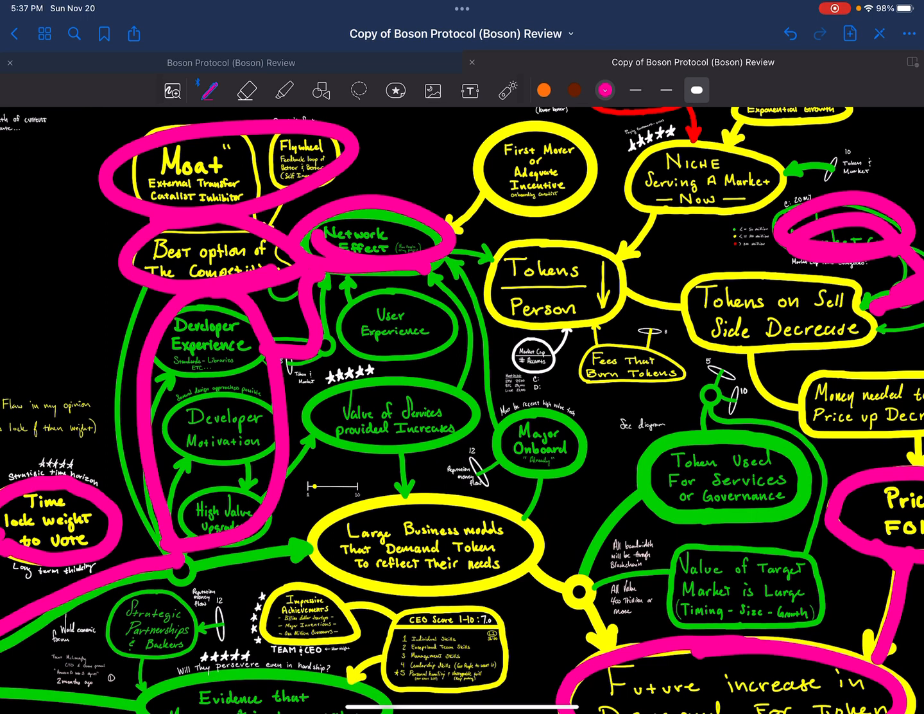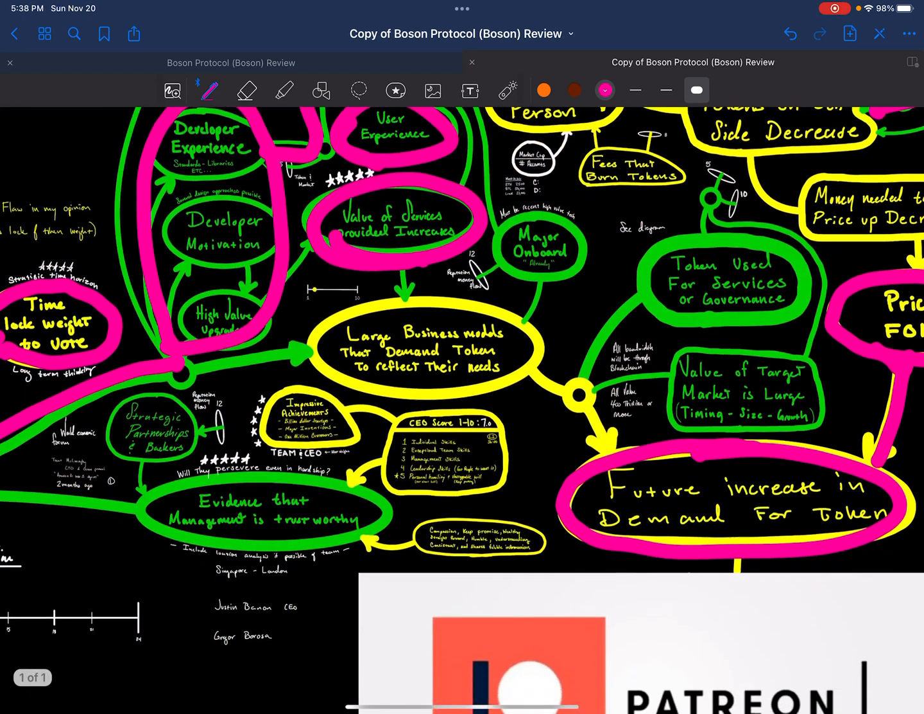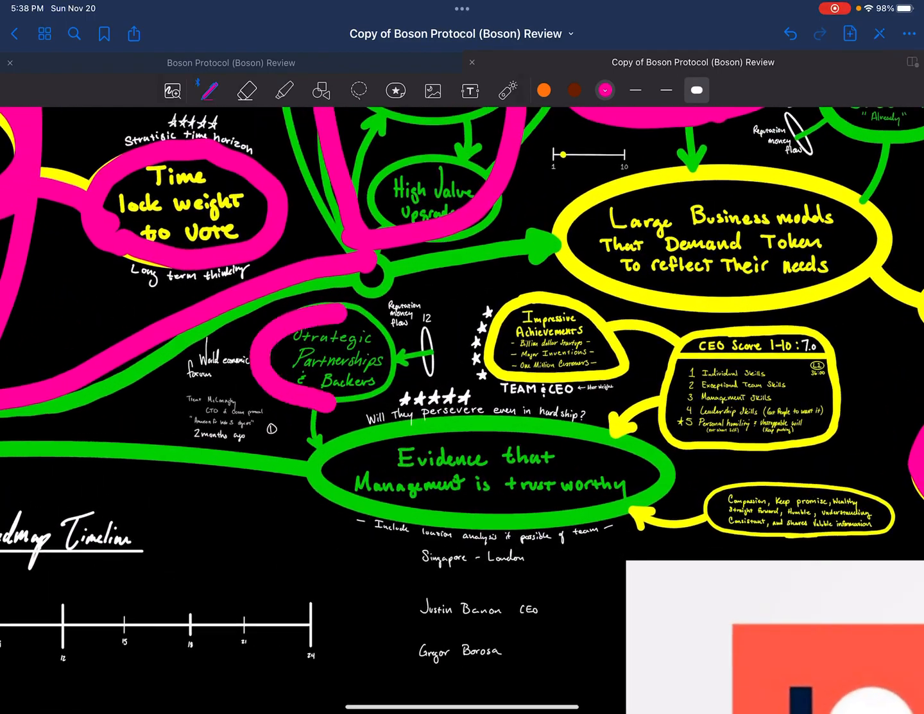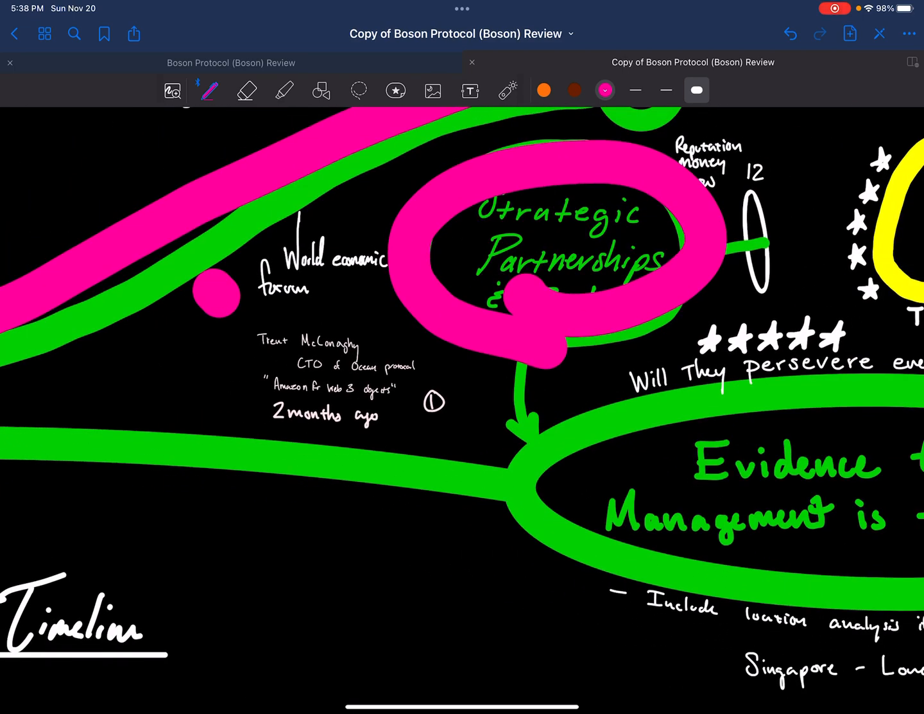I put green, somewhat healthy. I expect user experience to get better and the value of services provided to increase. All these things are pretty well structured for the governance to get those things. So, strategic partnerships and backers: they have a relationship with the World Economic Forum, or the World Economic Forum said some nice statements about them.